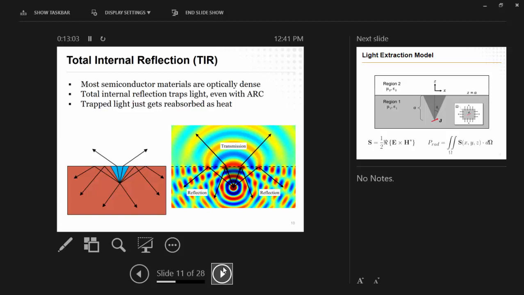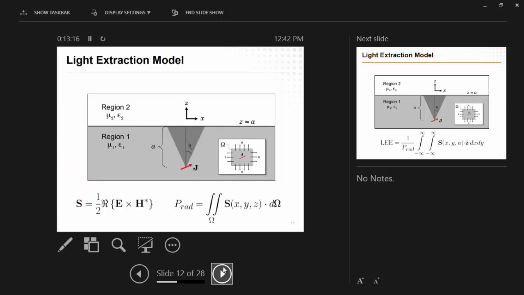So you can see the escape cone right here. That's where light is radiating out, but everything out here is just bouncing back down and being wasted. So what can we do about that? Well, before we do anything about it, it helps to quantify it a little bit and just see how bad our situation really is.